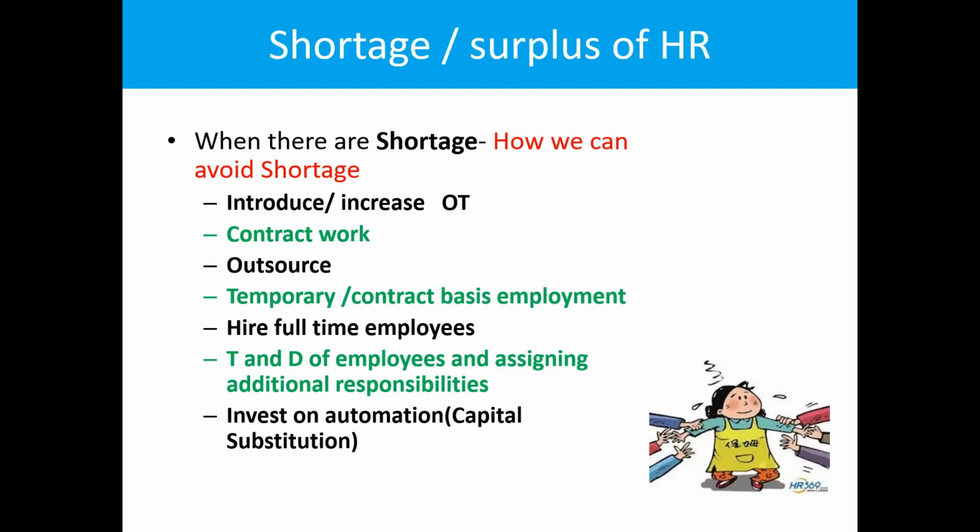So in case of shortages, right? Invest in automation. We can use capital substitution, which means that we can replace humans with automation. We can install machinery to replace humans, right? In that case, if we have more money in the organization, we can go for automation rather than just relying on people. Significantly, we can reduce the number of people, so shortages can be minimized, right? So those are the options. And apart from that, HR managers can use other innovative methods to avoid a shortage, right?